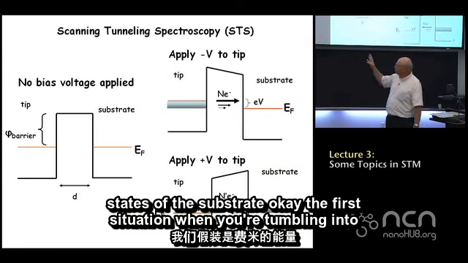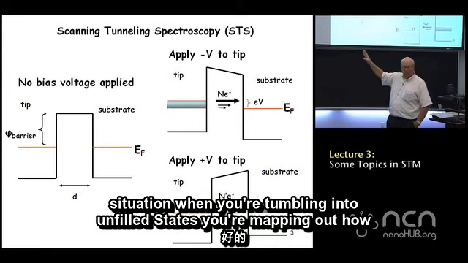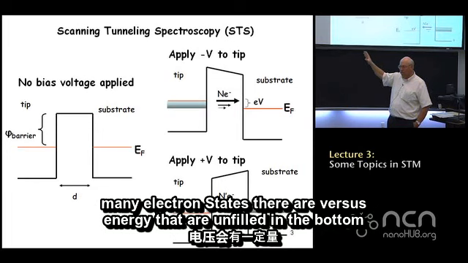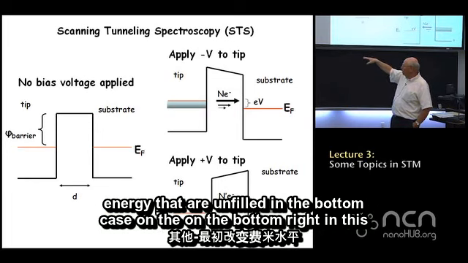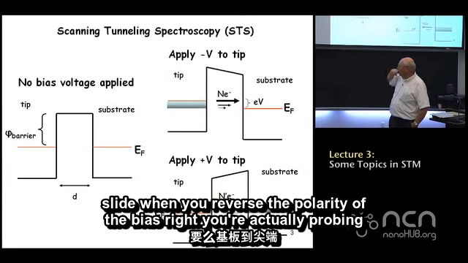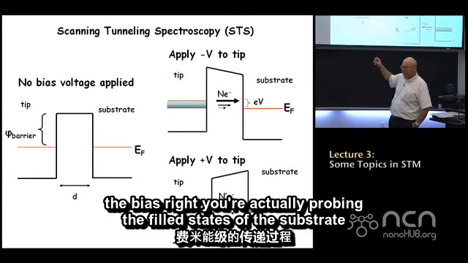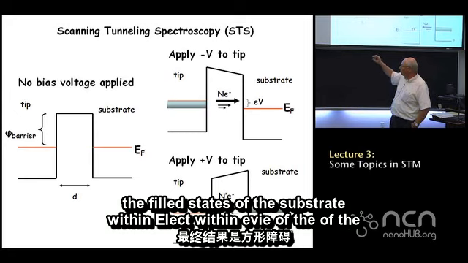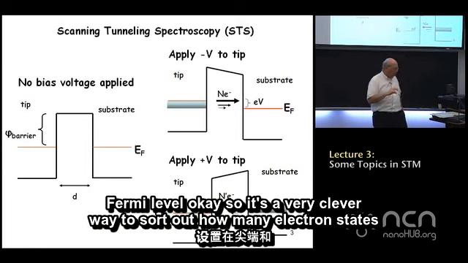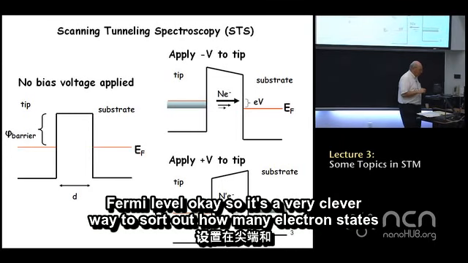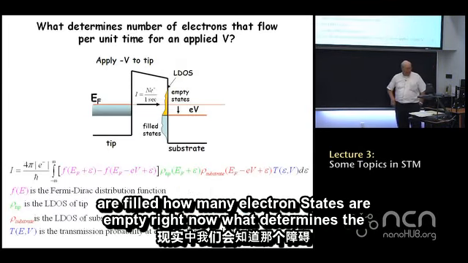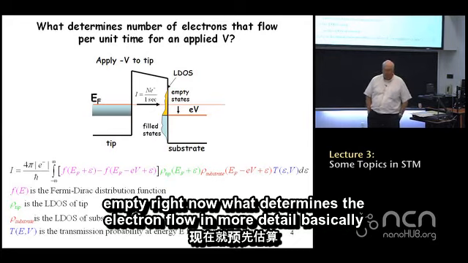Okay? The first situation, when you're tunneling into unfilled states, you're mapping out how many electron states there are versus energy that are unfilled. In the bottom case on the bottom right of this slide, when you reverse the polarity of the bias, right, you're actually probing the filled states of the substrate, within eV of the Fermi level, okay? So it's a very clever way to sort out how many electron states are filled, how many electron states are empty, right? Now, what determines the electron flow in more detail?